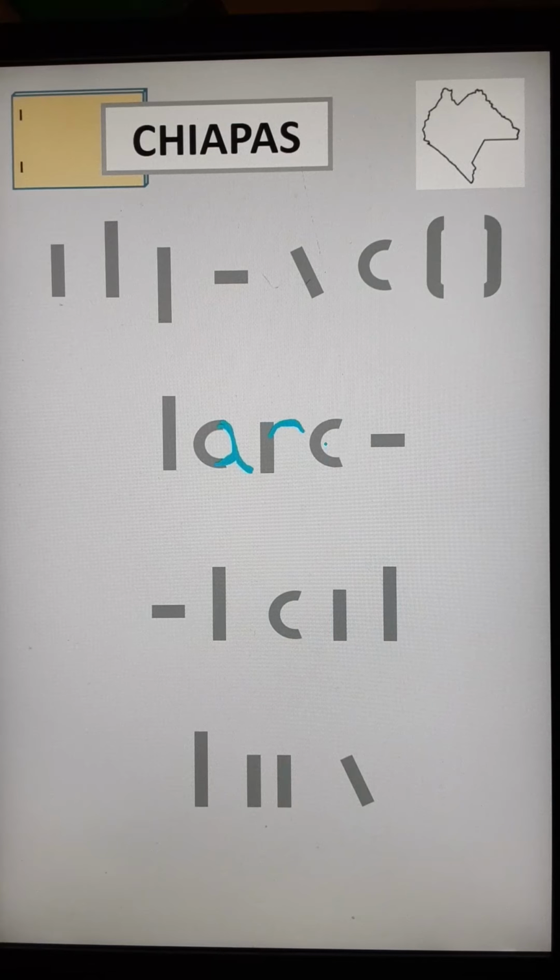I don't know. What could a C be? One more time. C can make C, A, D, E, O, G, or Q. G. Large. That sounds right. If we put a G here, we get large.